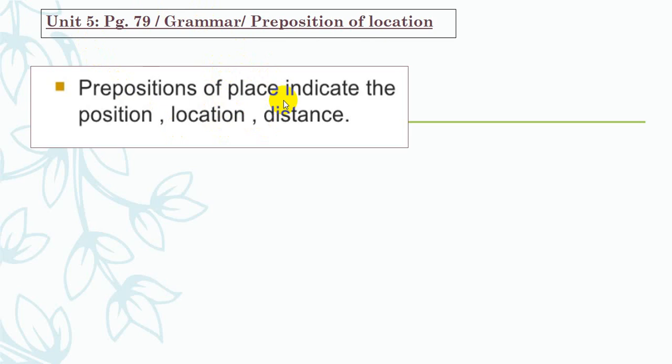Like, where is John? Where is the cat? Where is the chair? So it actually answers that question, where. Okay, now let's have a look at the prepositions one by one.